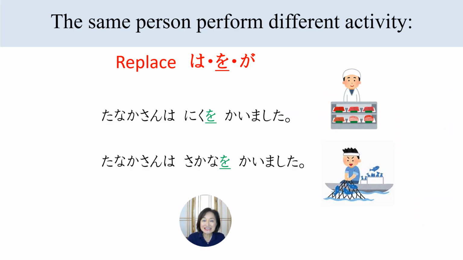Let's apply this concept to another example. Tanaka-san bought both meat and fish. And please look at these two sentences. 田中さんは肉を買いました。田中さんは魚を買いました。And we need to adjust the second sentence to show that he bought both. How would you say that?